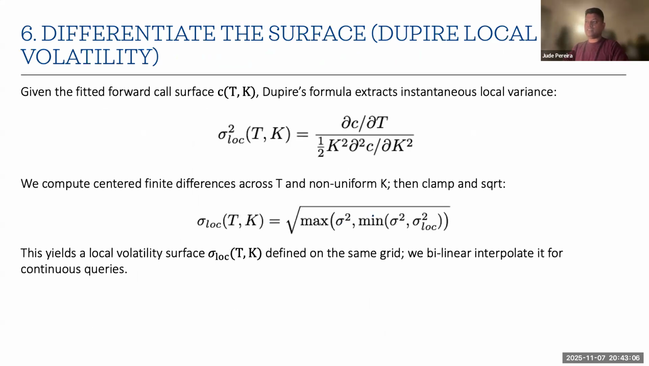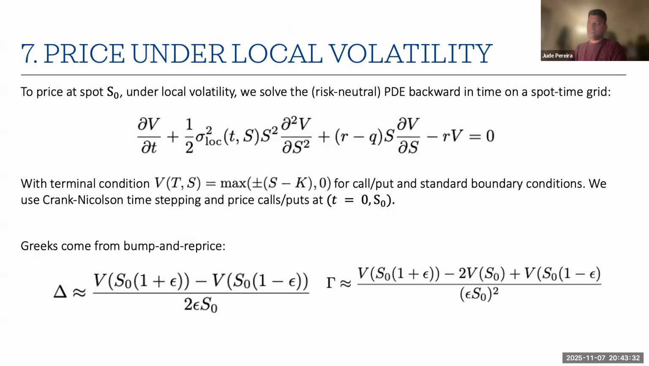We obtain the local volatility surface using the Dupire formula, where we need to take derivatives of this price surface with respect to both the maturity and the strike price. And then we clamp our data to give us a good local volatility surface, which is defined on the same grid, which is basically the maturity and the strike price, and then we bilinearly interpolate it for continuous queries.